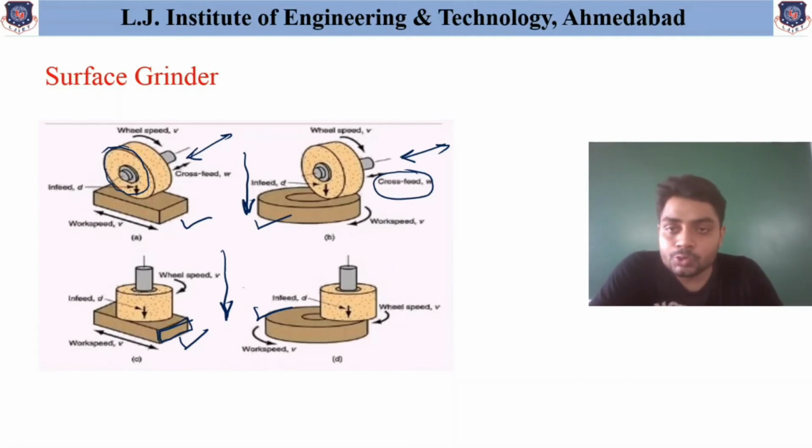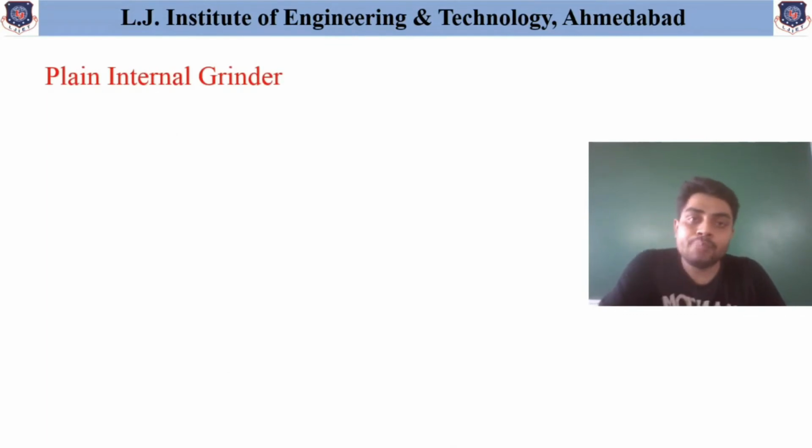Now let us move to the next topic, the plain internal grinder. As we have seen, the plain internal grinder machine is similar to the plain cylindrical grinding machine. The plain cylindrical grinding machine is useful for finishing the outer surface of the component, whereas, as the name suggests, the internal grinder machine is helpful for finishing the internal surface of a hollow component.